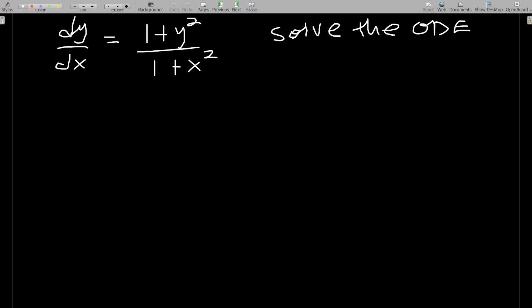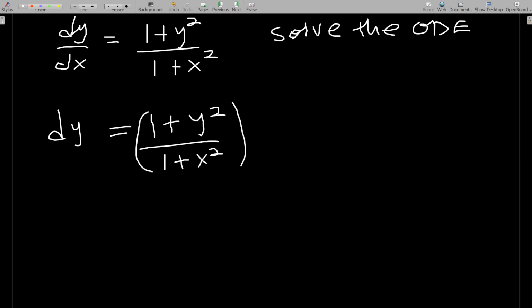Okay, all right, so to solve this ODE, what you do, like I said, is just make sure that you separate them by multiplying through by dx. Then 1 plus x squared all times dx.